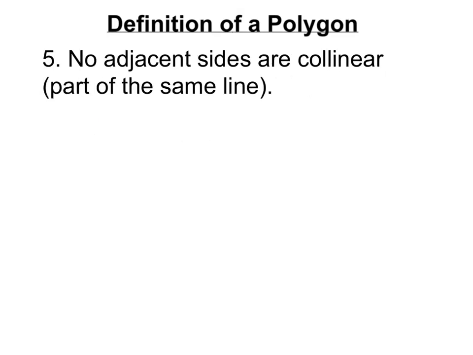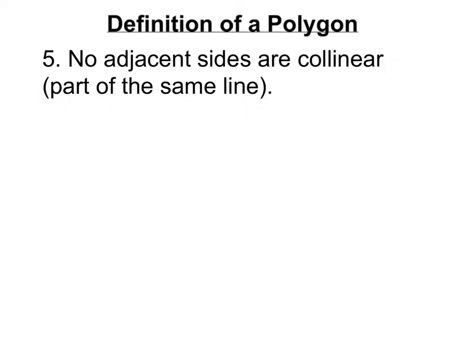The fifth part of the definition of a polygon is actually a little odd, because if a figure passes the first four steps of the definition, then it is a polygon. The fifth part of the definition really only affects the naming of the polygon, and it says that no adjacent sides are collinear, and collinear means that they're part of the same line.